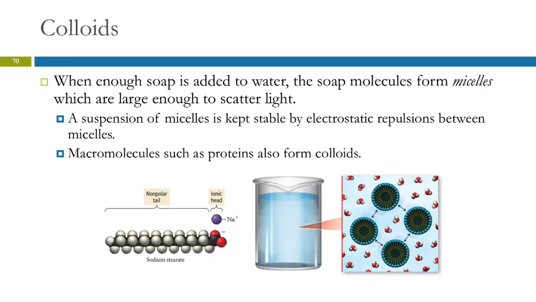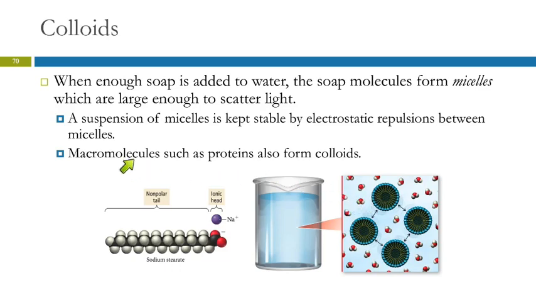If you add enough soap to water, the soap will form micelles, and the micelles are large enough to scatter light. So I talked about this a little bit in a previous lecture talking about how soap works. So here we have an example of a soap molecule. You've got a polar head, it's ionic, and then you have a nonpolar tail. And so these nonpolar tails do not like the water, and the water doesn't like them either. And so the soap tends to form these micelles with the polar heads around the outside of the sphere and the nonpolar tails in the middle.